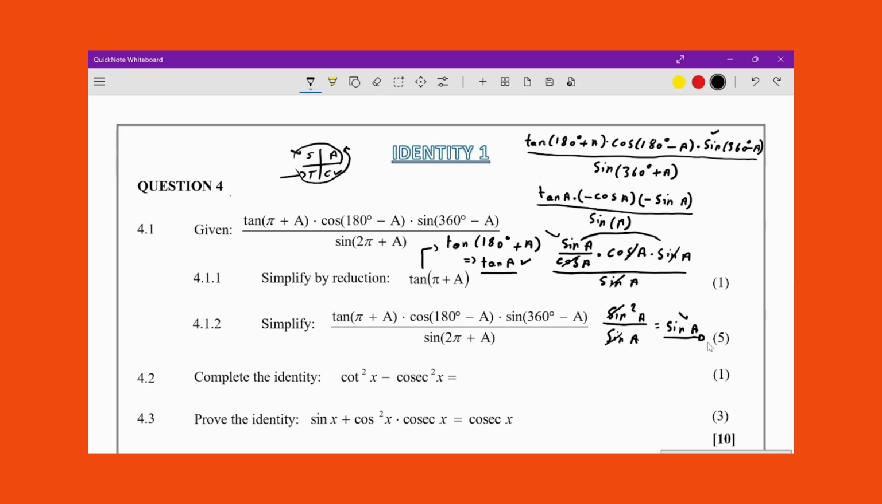And that, boys and girls, is how you simplify 4.1.1 and 4.1.2. It's a simple, straightforward reduction formulae.